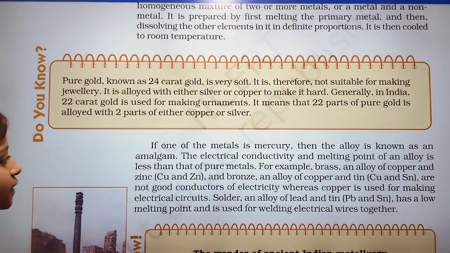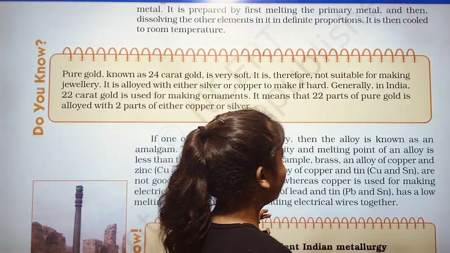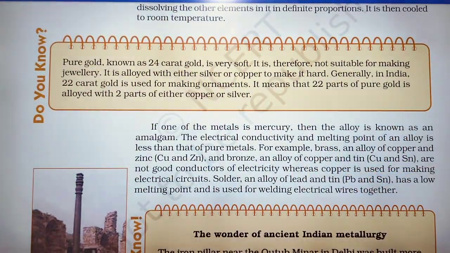If one of the metals is mercury, then the alloy is known as an amalgam. It means if one of the metals is mercury, then we can say the alloy is called an amalgam. The electrical conductivity and the melting point of an alloy is less than that of pure metals.